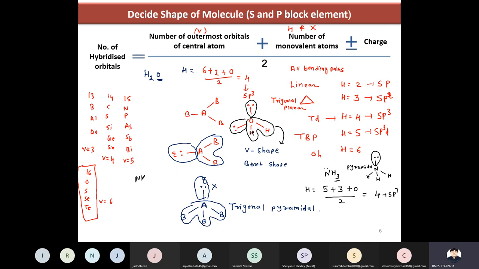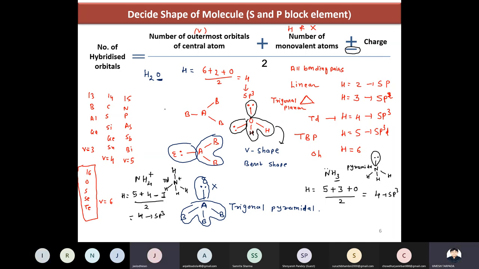What hybridization is there in NH4 plus? NH4 plus में कौन सा हाइब्रिडाइजेशन आएगा? सर सेम टेट्राहेड्रल. टेट्राहेड्रल आएगा, सेम आएगा. H is equal to, see नाइट्रोजन है तो उसके लिए आप फाइव लेंगे बिकॉज इट्स वैलेंस इज फाइव, it belongs to fifth group. फोर मोनोवेलेंट एटम है, यहाँ पॉजिटिव चार्ज है, see positive charge is subtracted and negative charge is added, and that's why I have written plus or minus sign. So you will get four. So it is sp3. But see, all four hydrogens are there, so there is no lone pair. So you are getting exact tetrahedral shape, ideal tetrahedral geometry.